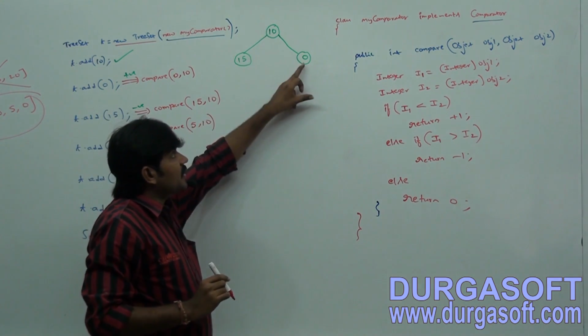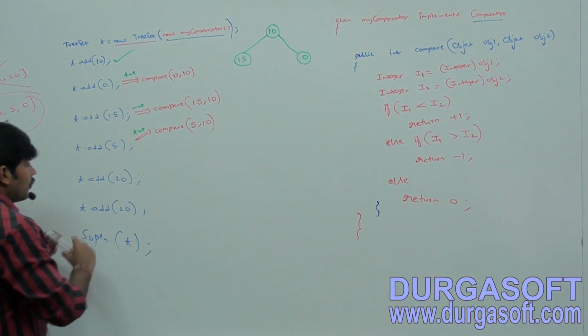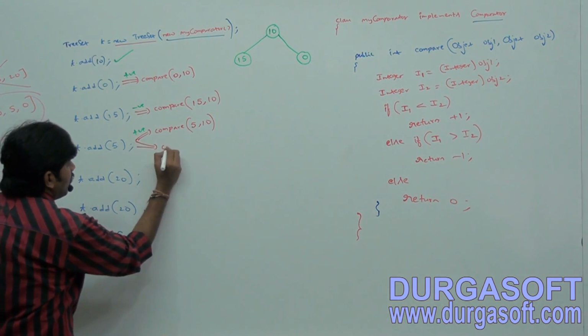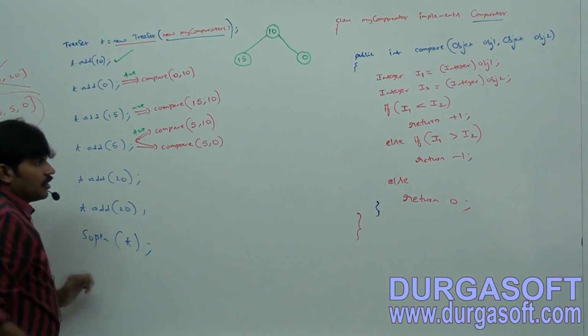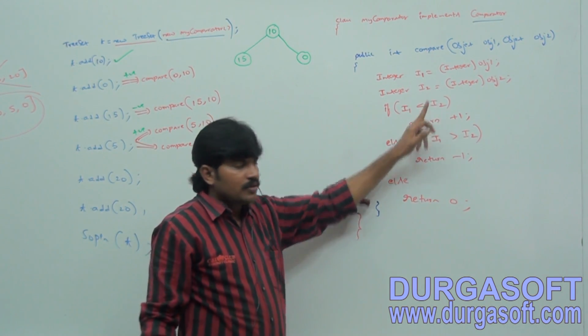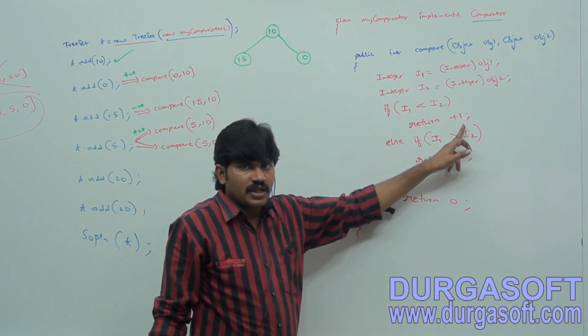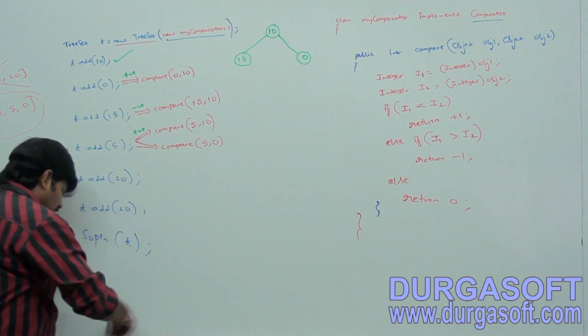But after the right-hand side, 0 is already there. Now once again comparison. Can you tell what we have to do? Compare of 5, 0. I1 is 5, I2 is 0. 5 less than 0, not satisfied. 5 greater than 0, satisfied or not? Satisfied. So it returns -1, a negative.